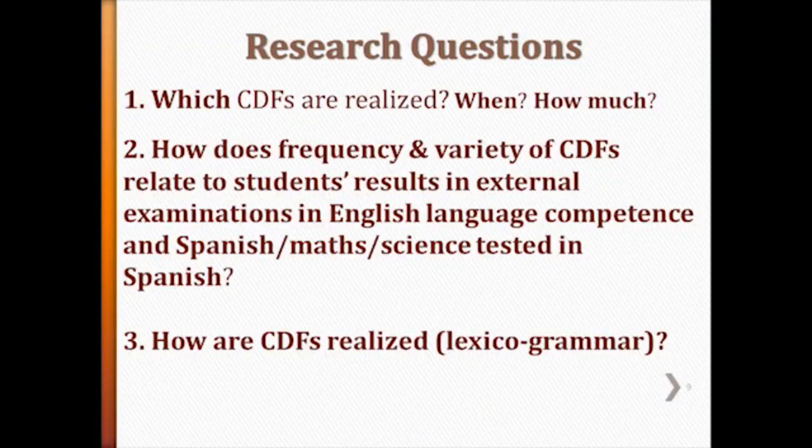Of course, they do Spanish and math in Spanish, but these students in bilingual schools do science and social science in English, but still this external examination is done in Spanish for all the children in the Comunidad de Madrid at the same time. It's the same exam. So how do they correlate? We have general academic knowledge tested in this external examination, and general English knowledge tested in this PET exam. But how do they perform in academic language? What is their academic language performance? And how are these CDFs realized through the lexicogrammar?